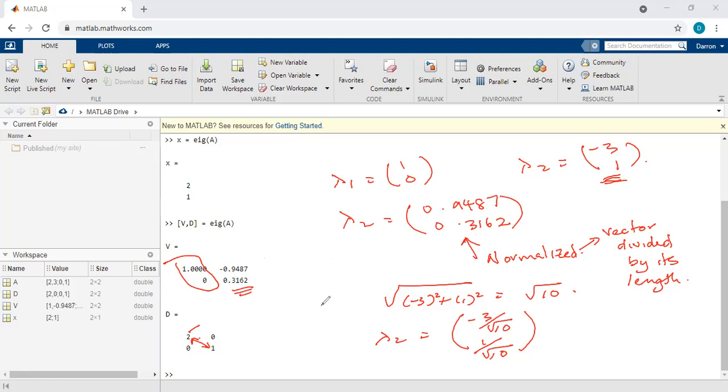All right. So you can just use this command and get your eigenvectors and your eigenvalues. You can use those to do your calculations and aid you with your calculation.